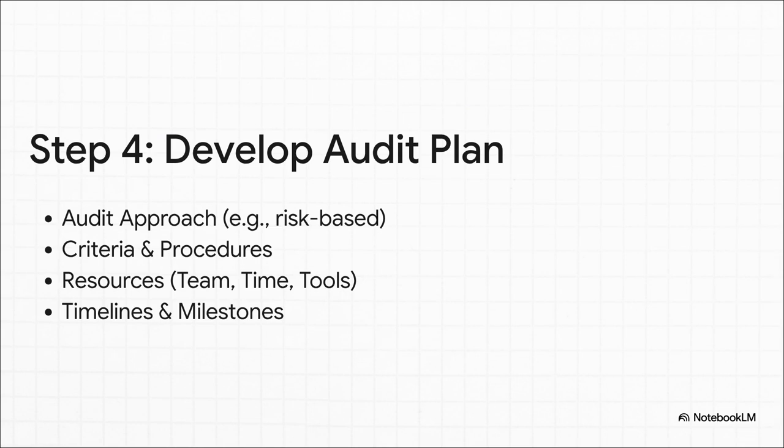All right, step 4 is developing the audit plan itself. This is really where the rubber meets the road. This is the master document, and it has to spell everything out. What's our approach going to be? Are we using a risk-based approach? What criteria are we auditing against? Who do we need on the team? How much time will it take? What tools do we need? And of course, the timelines and major milestones. This is the playbook for the entire audit.